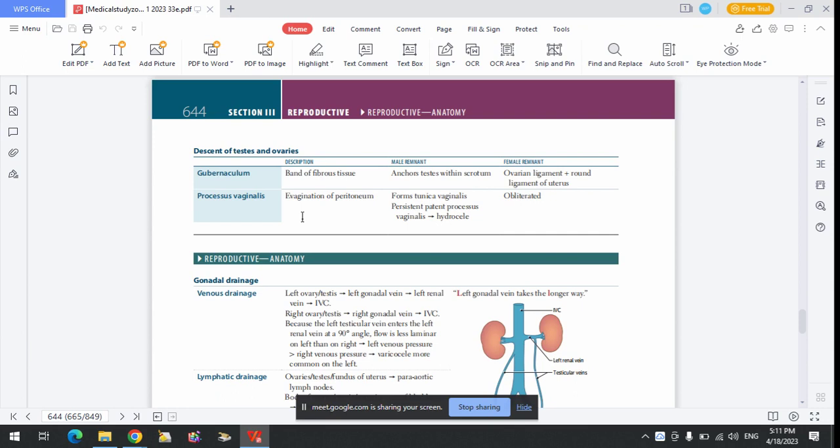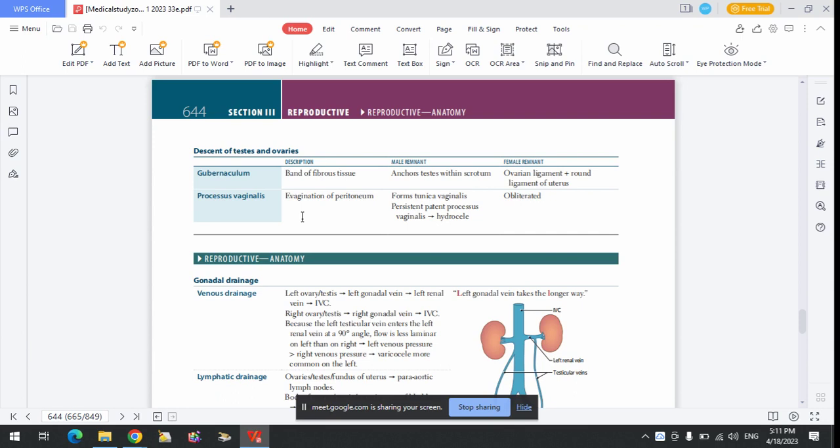Once the testes passes through and descends into the scrotum, the peritoneum obliterates. But there's a part of the processus vaginalis that follows the testes into the scrotum. We call it the tunica vaginalis. It invests, it surrounds, it covers part of the testes, just like a peritoneal covering of the testes. That's the tunica vaginalis, which is a continuation of the processus vaginalis from the inguinal canal.